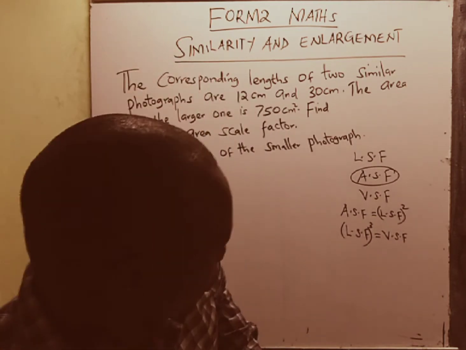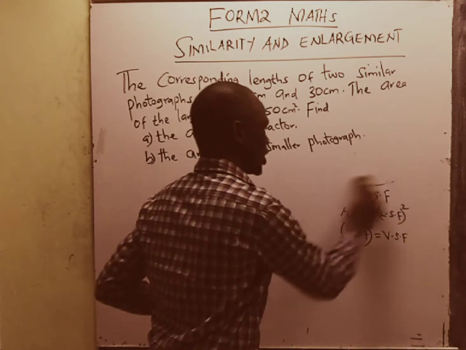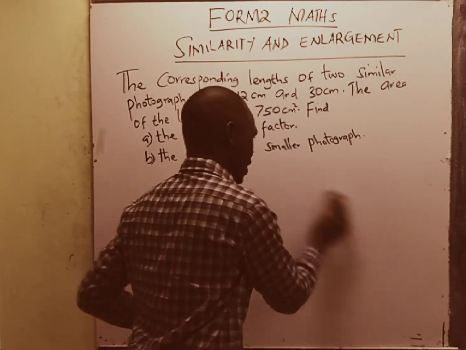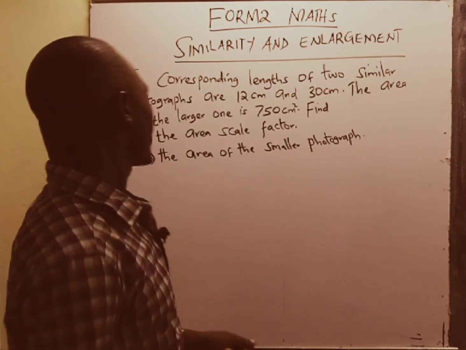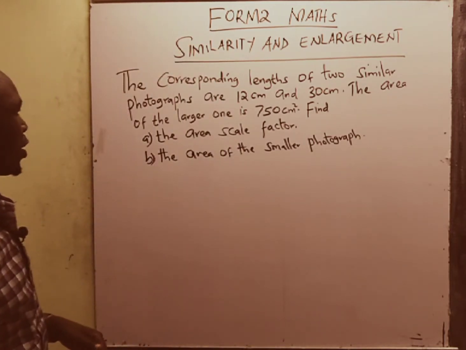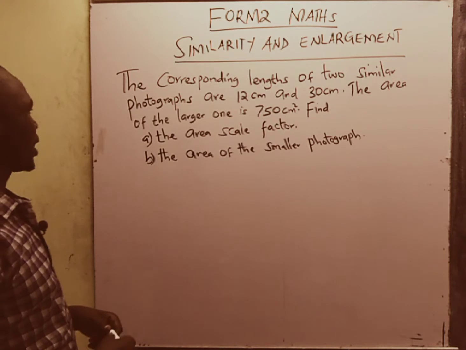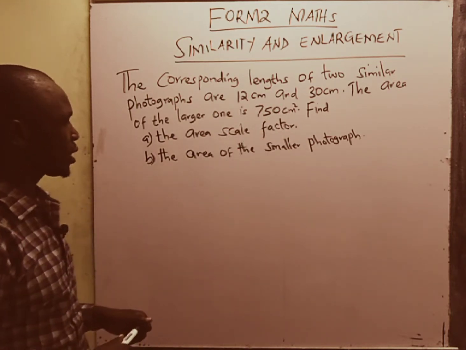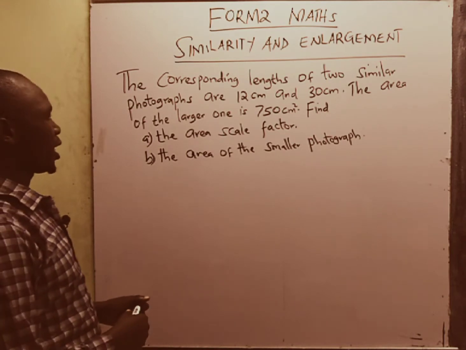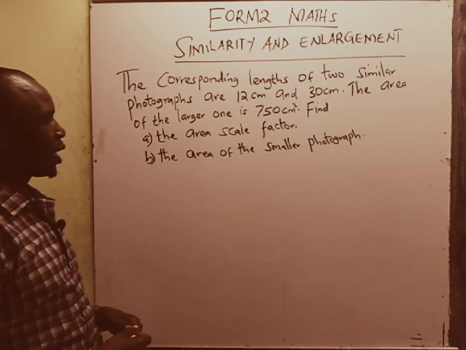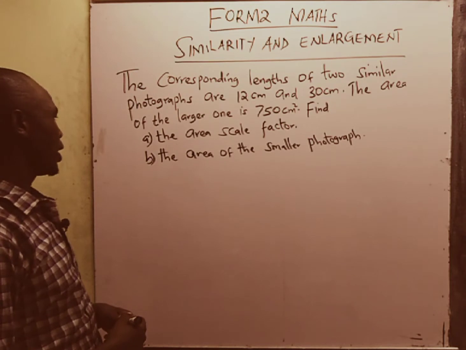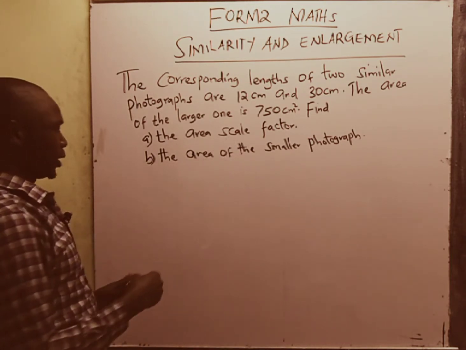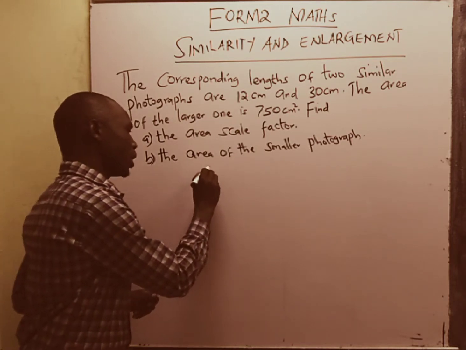So let us go through the question together so that we understand how these questions are done. The corresponding lengths of two similar photographs are 12 centimeters and 30 centimeters. The area of the larger one is 750 centimeters square. Find A, the area scale factor. So let us look at the working.